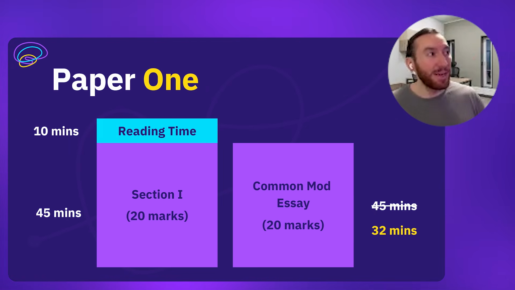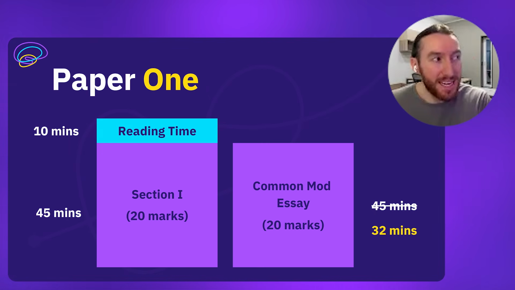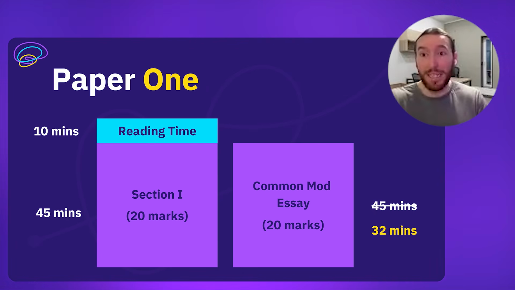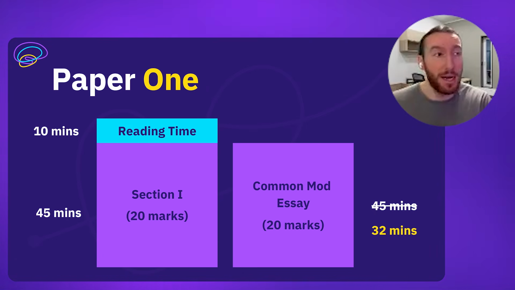And you also have 10 minutes reading time. Obviously, 10 minutes reading time should be spent looking at the section one text that you've never seen before. Of course, you might want to go and look at the essay question, flick to that straight away, think about it for 20 seconds, then go and start on your reading time straight away.